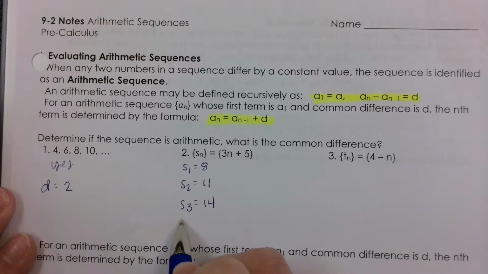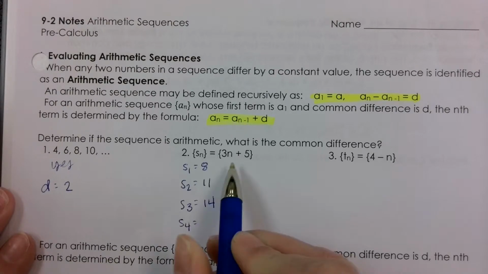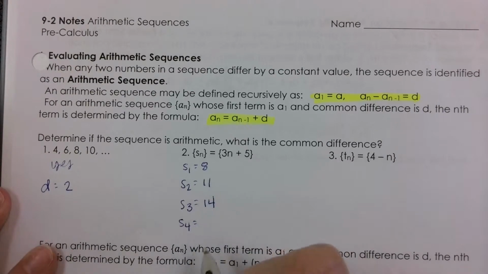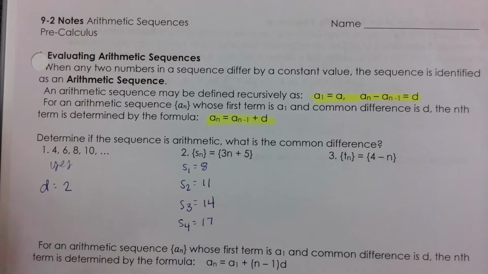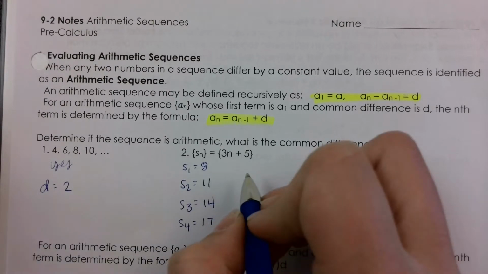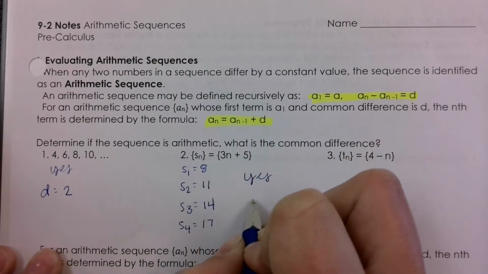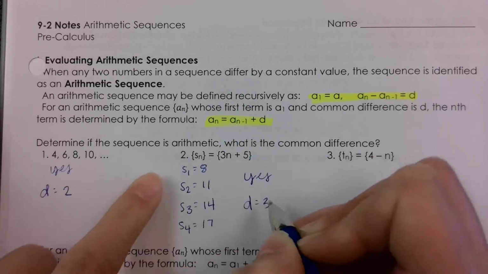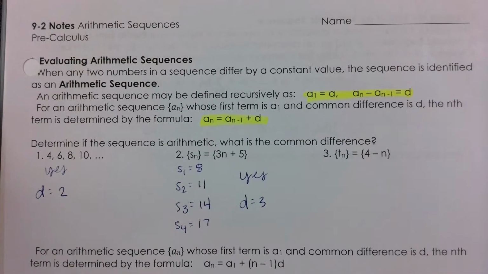And let's find the fourth one just for fun. So S sub 4, what's 3 times 4 plus 5? 17. So are they adding some number each time? Yes, and 3. So we could say yes, it's arithmetic, and that number, that common difference, is 3. They added 3 each time. Is that okay?